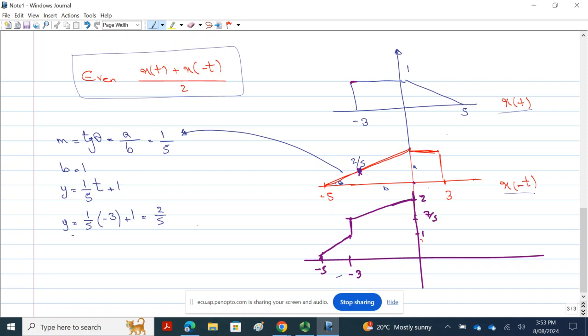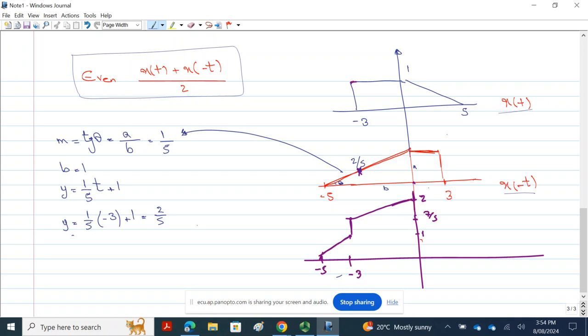Right? Now, x(t) is simple. We just draw the signal itself at the top. X(minus t), all we do is flip it. Because last week, we learned that if you put a minus sign behind t, it just reverses the time. So that's all we did. We just flip that signal, so we have x(minus t). Now we need to add these two signals.